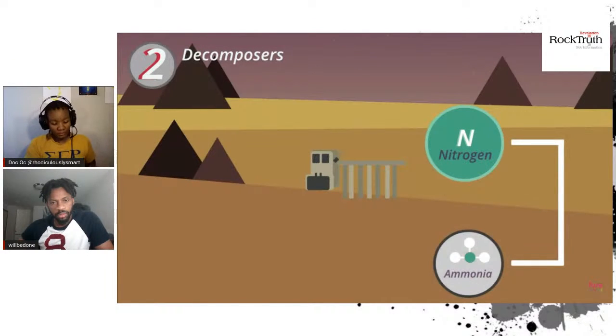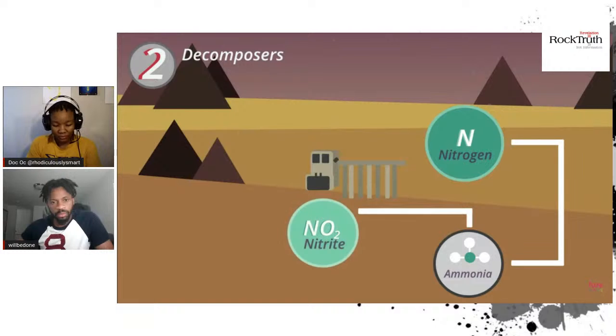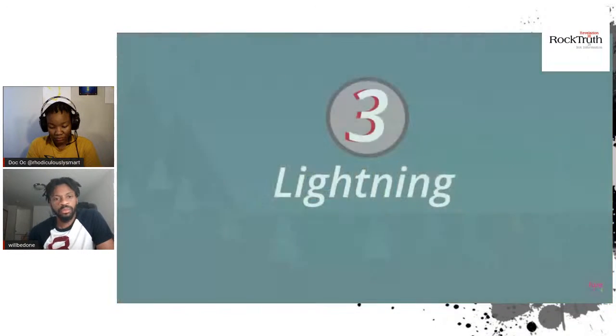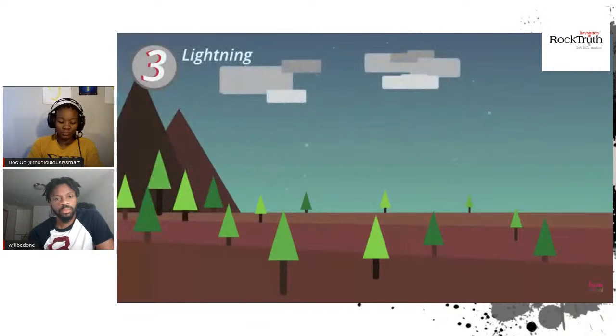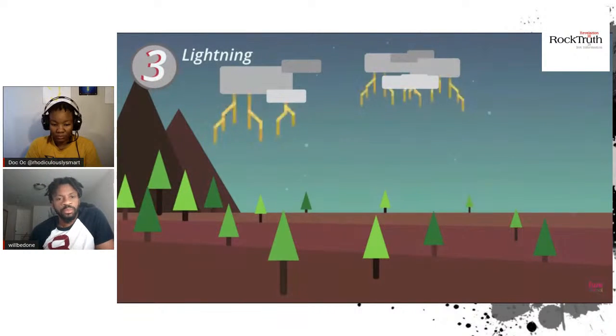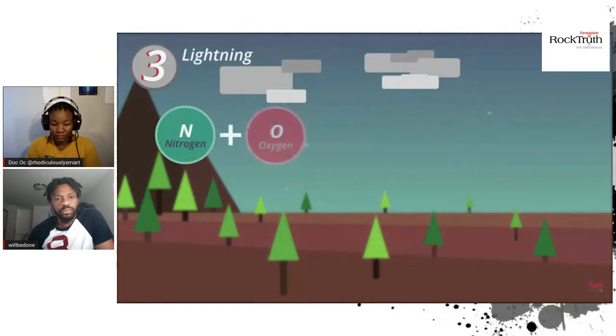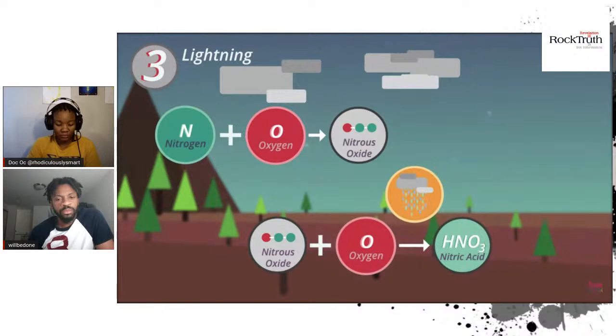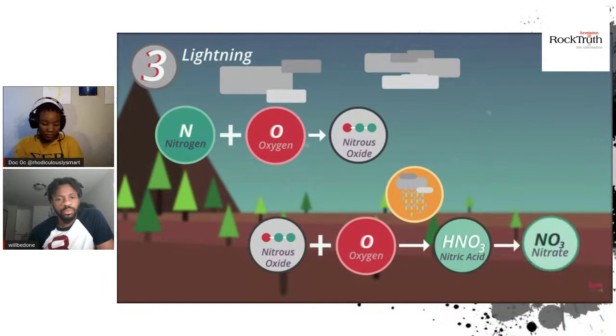as ammonia. The ammonia turns first into nitrite, then nitrifying bacteria in the soils turns the nitrite into nitrate. Thirdly, lightning can cause chemical reactions in the atmosphere, resulting in nitrogen reacting with oxygen to produce nitrous oxide. The nitrous oxide then reacts with more oxygen and dissolves in rainwater to make nitrous acid. This rainwater containing nitrous acid increases the amount of nitrate in the soil.